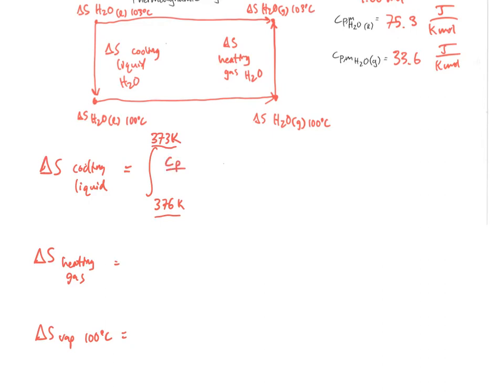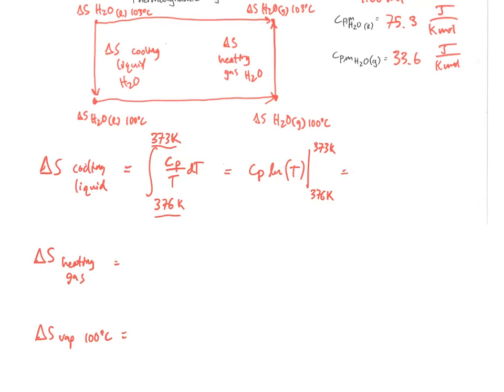And inside this integral is Cp over T dT. Then if you perform that integration, what you get is Cp ln T evaluated at the boundaries, 373 Kelvin, 376 Kelvin.